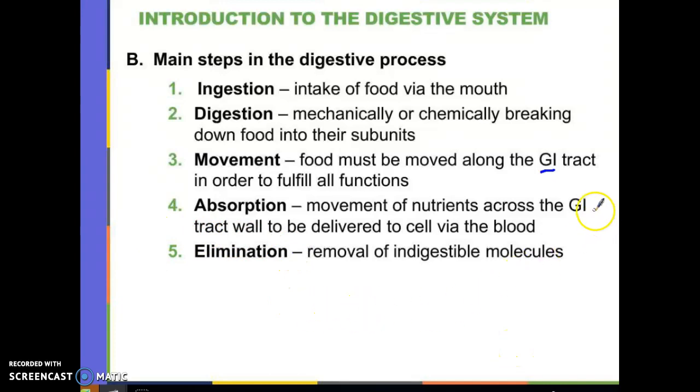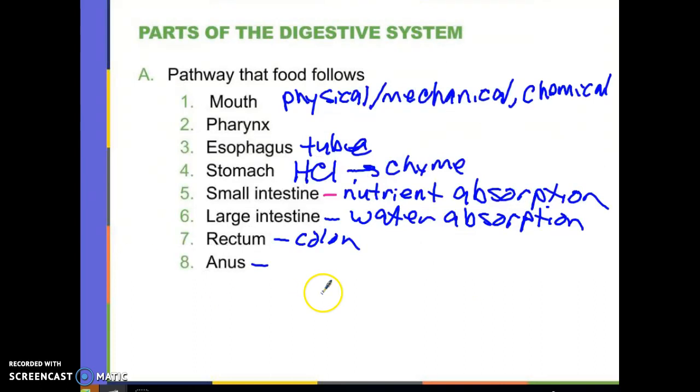Absorption, movement of nutrients across that gastrointestinal tract. So when we eat food, how do those molecules get broken down and then get into our cells so that they can be carried throughout the body? Because we talked already in the circulatory system about how our blood moves not just oxygen through our body, but all the nutrition through our body as well. And then elimination, how does it get expelled from the body? Pathways that it follows.